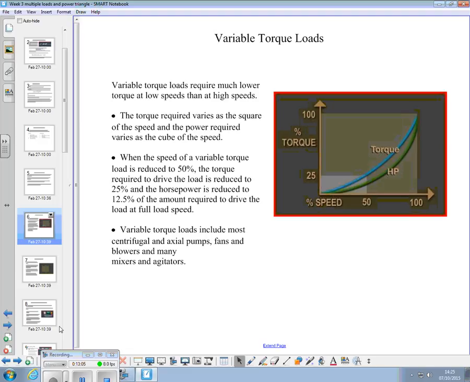Variable torque loads include axial pumps, fans, blowers, mixers and agitators. So there's a huge savings to be made there if you get it right. Okay, not suitable for every type of load, but general loads they are particularly good for.